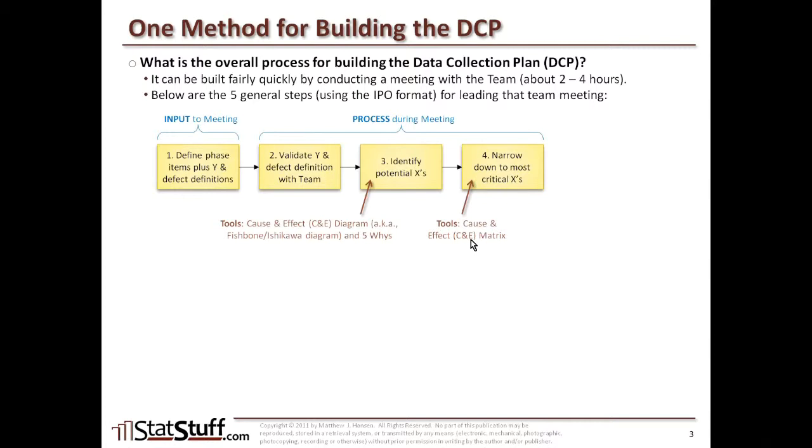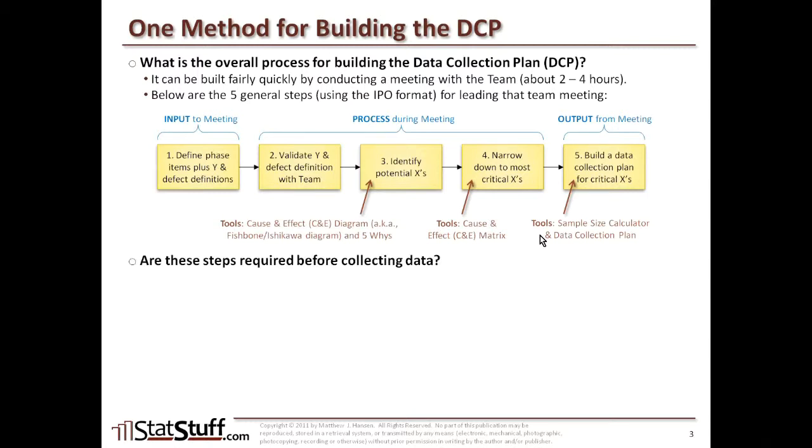Now, after working through all that, the output from the meeting of what you're trying to build overall is going to be a data collection plan for those most critical X's. And this is where you're going to use something like the sample size calculator and building the DCP itself to build it. Now, do we have to have all these steps before we're actually going to go collect our data?